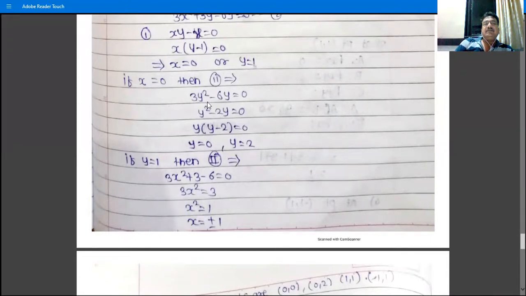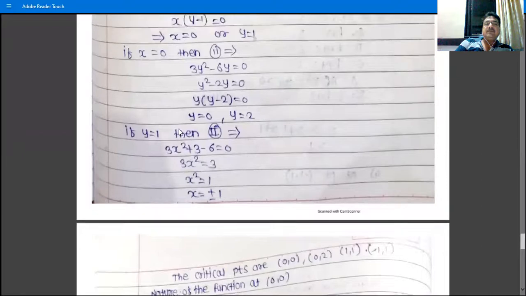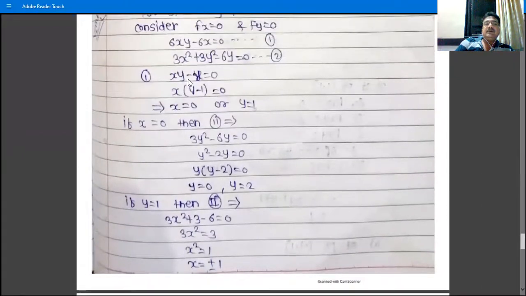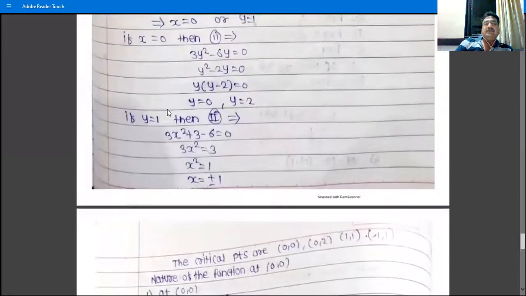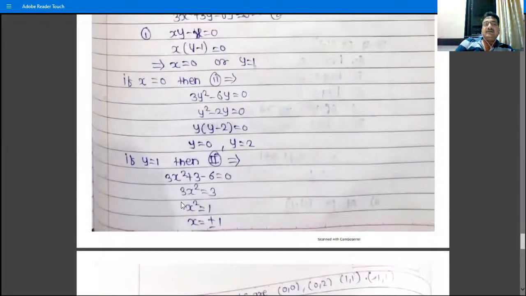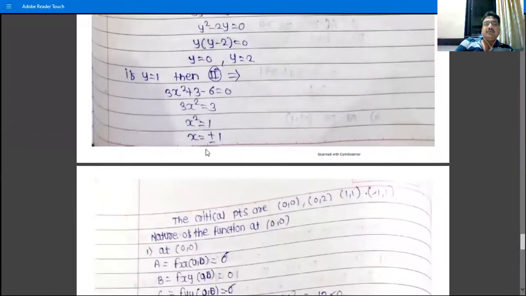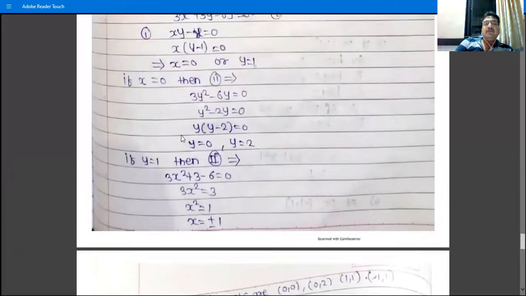Then substitute y as 1 in equation number 2 or in equation number 1. So in equation 2, if we substitute y = 1, don't substitute in 1, because from 1 we have these values. So substitute y = 1 in the second, we get 3x² + 3 - 6, that is 3x² = 3, x² = 1, whereas x = ±1, and therefore when y is 1, x is 1 and minus 1. Therefore the critical points are (1, 1) and (-1, 1). So in all we have 4 critical points.